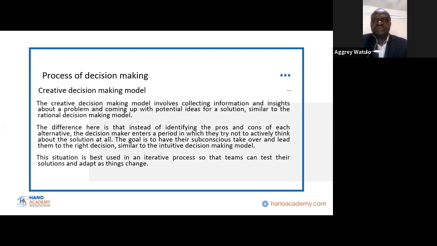So I just want to move on and play another video, a clip to demonstrate how the creative decision-making model and the intuitive decision-making model operate. So we shall look at this video clip, then we get to understand the application part of the models.